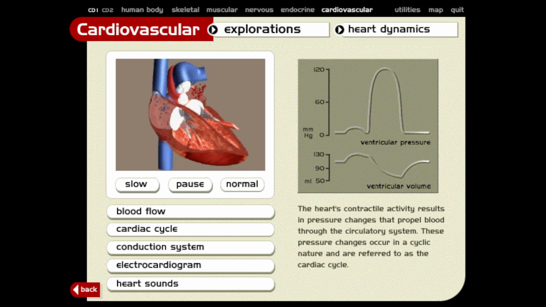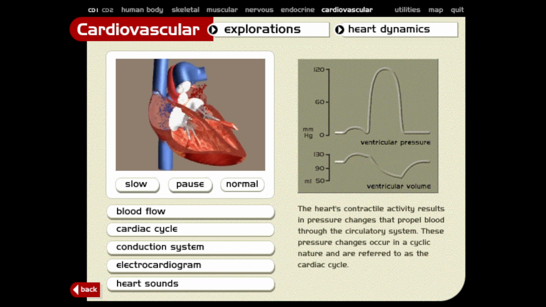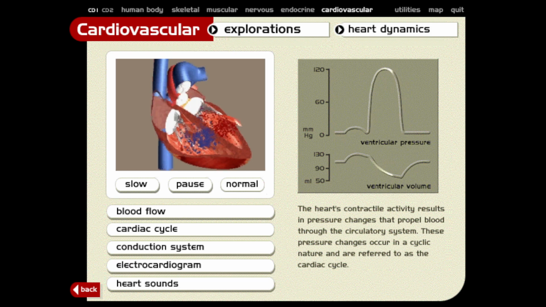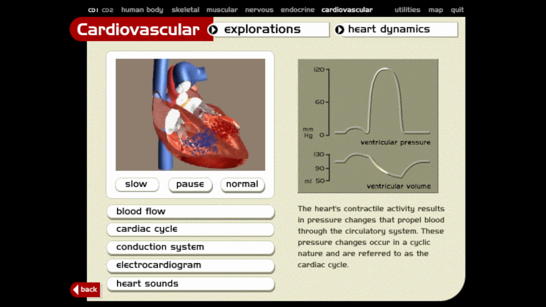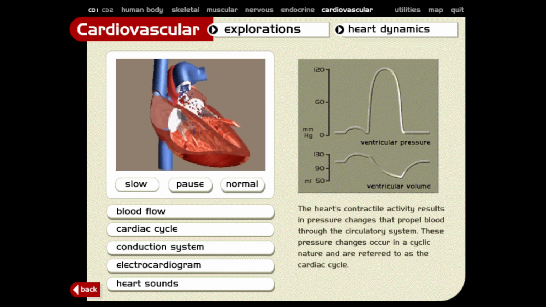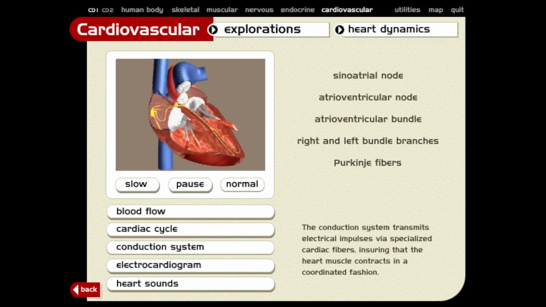The heart's contractile activity results in pressure changes that propel blood through the circulatory system. These pressure changes occur in a cyclic nature and are referred to as the cardiac cycle. The conduction system transmits electrical impulses via specialized cardiac fibers, ensuring that the heart muscle contracts in a coordinated fashion.